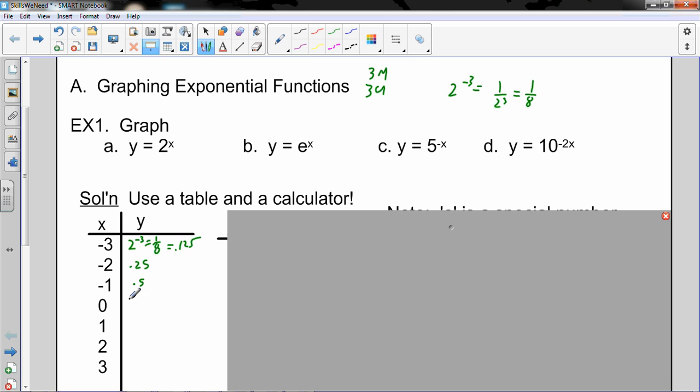2 to the exponent 0 is 1. And this is where it starts becoming the exponents that are easy to remember. 2 to the exponent 2 is 4. 2 to the exponent 3 is 8. And again, all I'm doing is taking this value of x and putting it into this function and evaluating it. And then I can graph it.